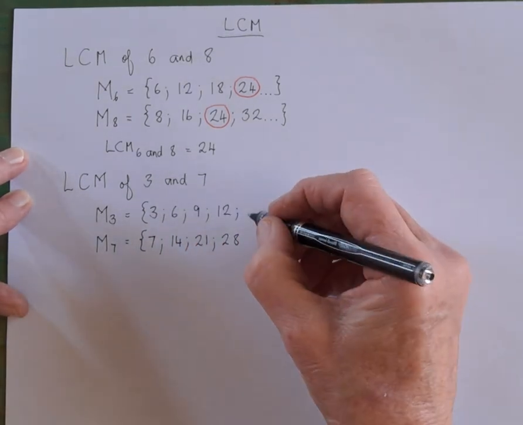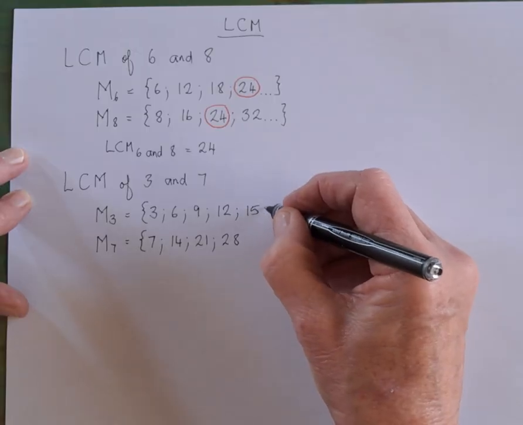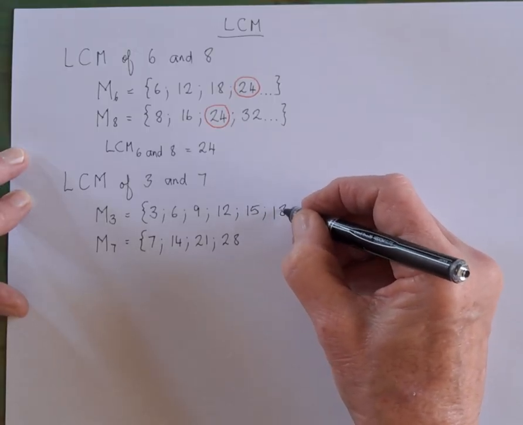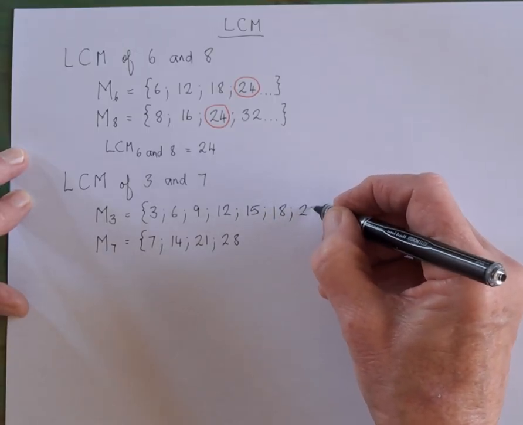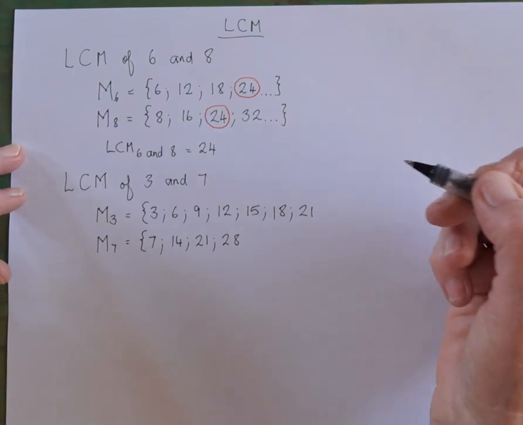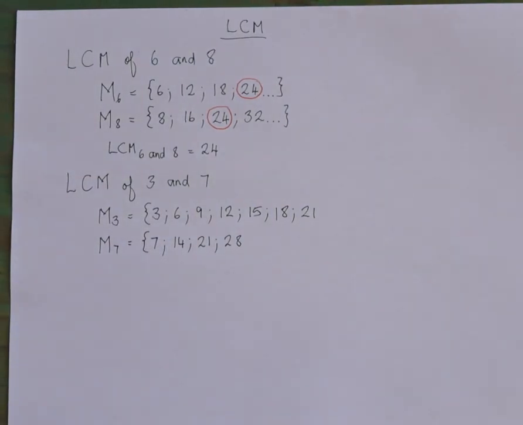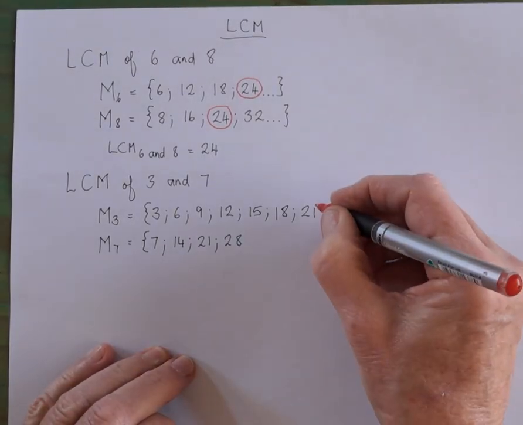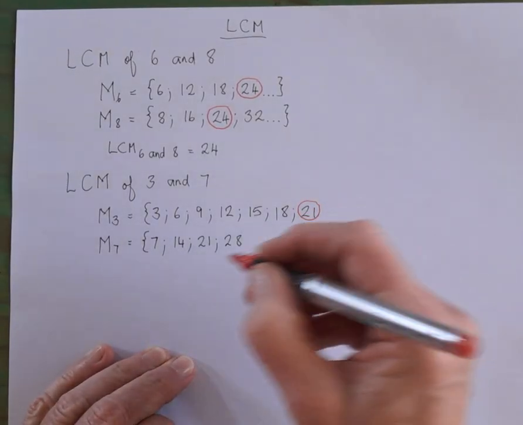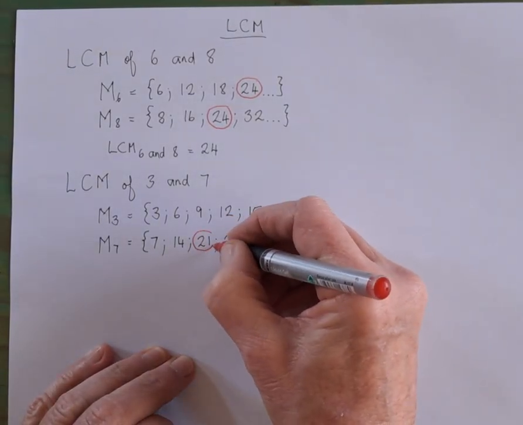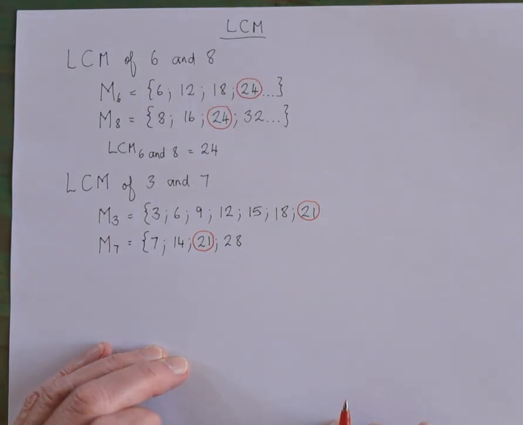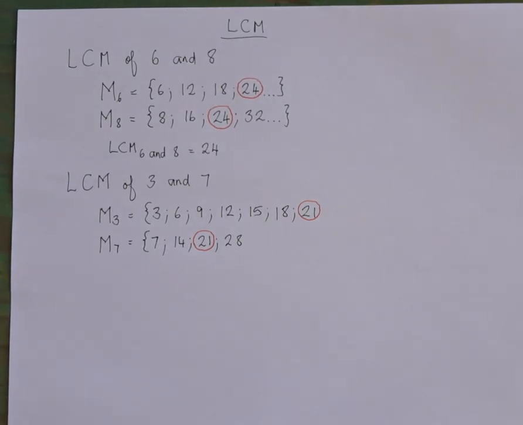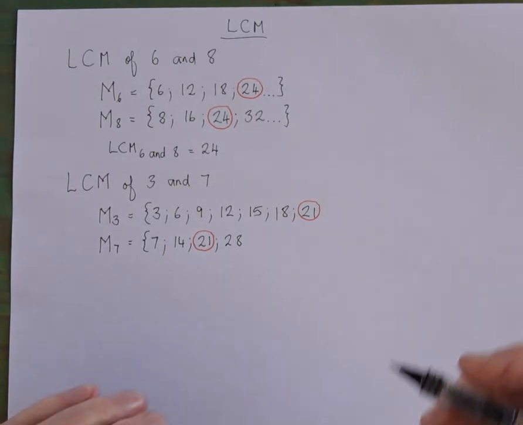So 3, 6, 9, 12, 15, 18, 21. And again, if we're wide awake, we're not going to have to go any further, because we've seen now that multiples of 3 have got the number 21 and multiples of 7 have got the number 21. And that was the first number that we came across that was common to both of them.